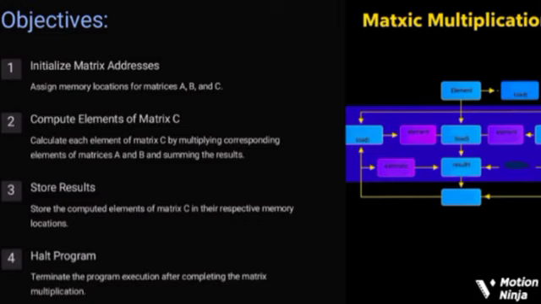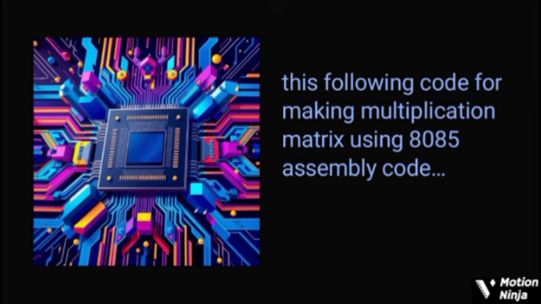Objectives. Our presentation is structured around the following key objectives. Initialize matrix addressing: set up the initial addresses for matrix A and B to ensure efficient memory access during multiplication. Compute elements of matrix C: use assembly instructions to calculate each element in the resulting matrix C based on the product of matrix A and B. Store result: efficiently storing the calculated element in the designated memory location of matrix C. Halt program: concluding the program execution safely once the computation is completed.